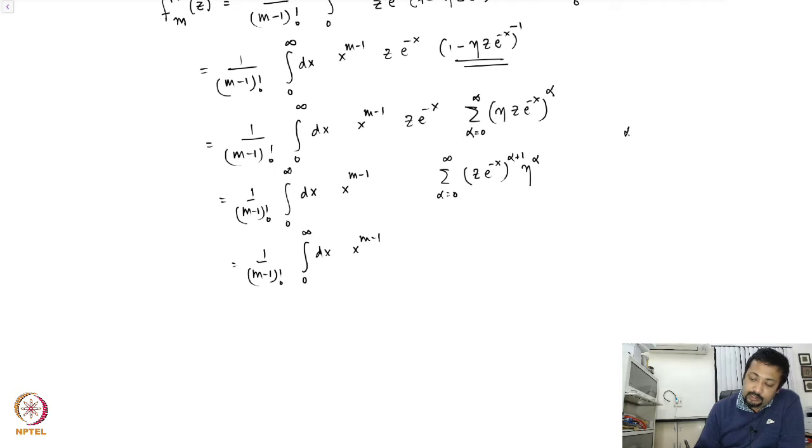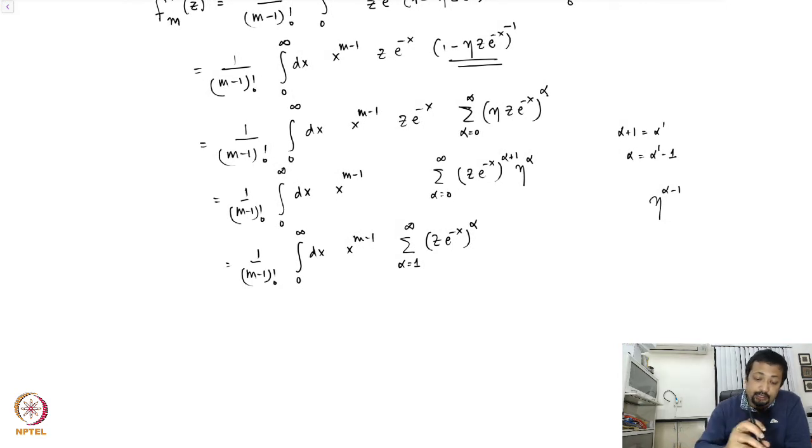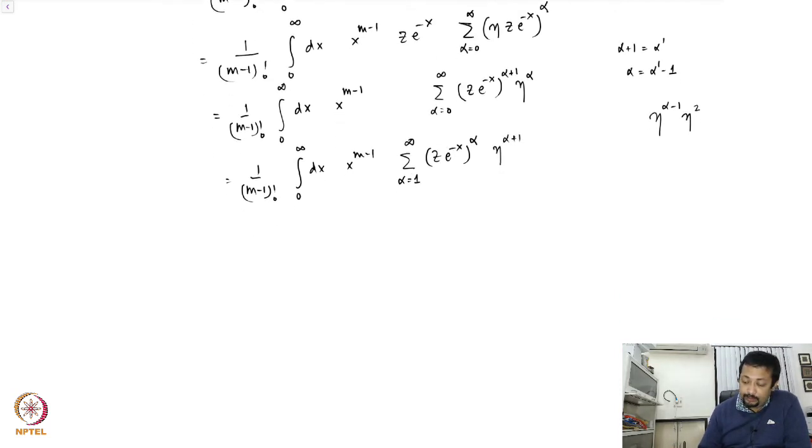So that I can change the indices by writing alpha plus 1 is equal to alpha prime, so that alpha is equal to alpha prime minus 1, and therefore the new sum should run from 1 to infinity. I'm going to have alpha equal to 1 to infinity z e to the power minus x raised to the power alpha, and then eta to the power alpha minus 1. But I also note that eta square is plus 1. So I'm just going to multiply eta to the power alpha minus 1 with eta square, because eta square is 1, so it doesn't matter to me, and to get me alpha plus 1.